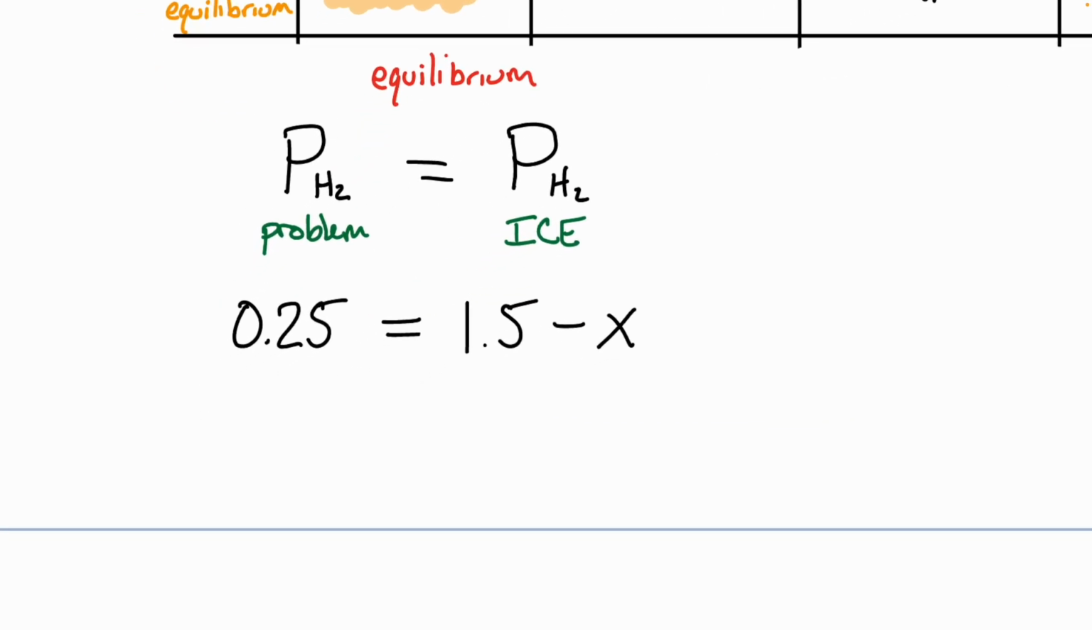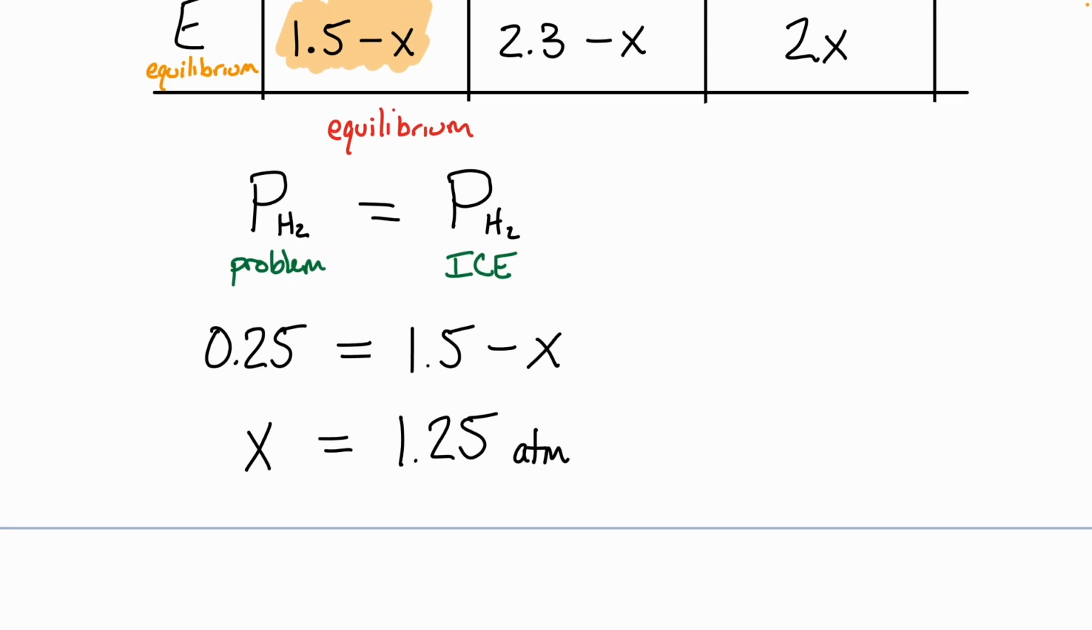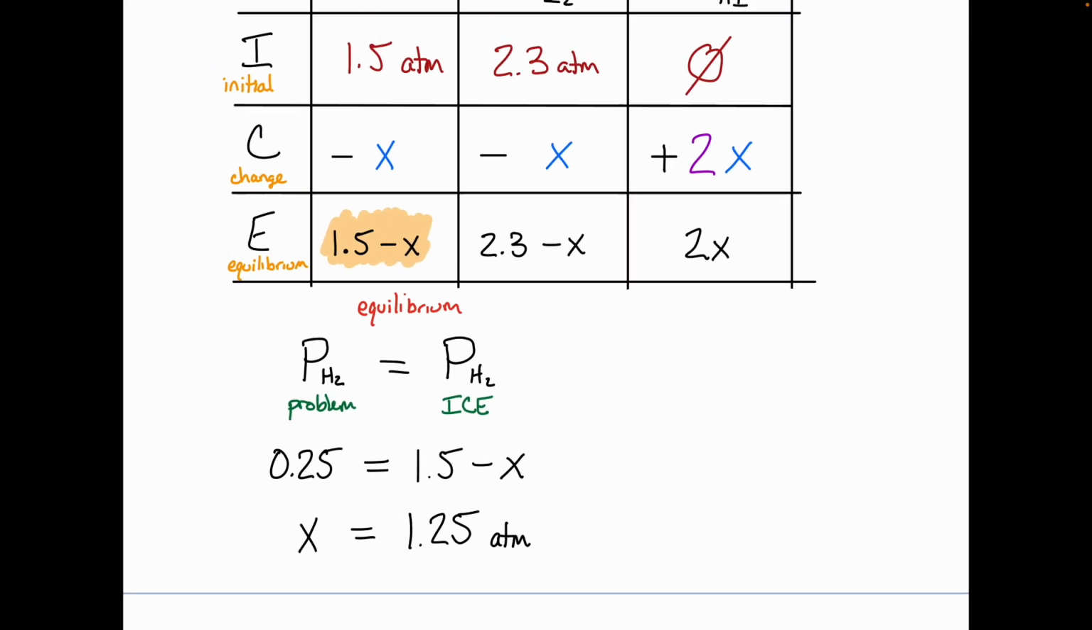All right, so if I rearrange this equation here, again, I have my pressure at equilibrium from my problem. I set it equal to my pressure at equilibrium from my ICE table. This allows me to solve for x by rearranging. That value of x is 1.25. All right, if I'm being good, what are the units on there? ATM. And I'm done. All right, you got to be careful here.